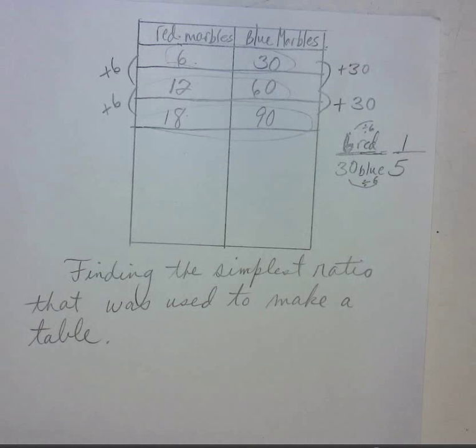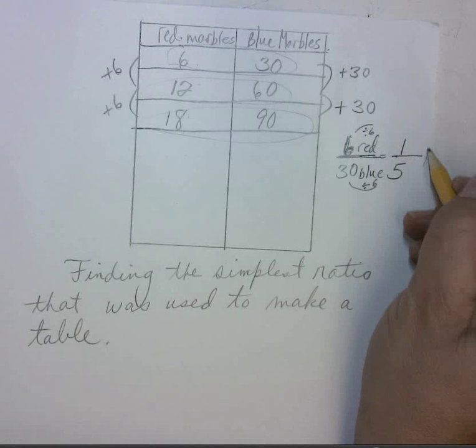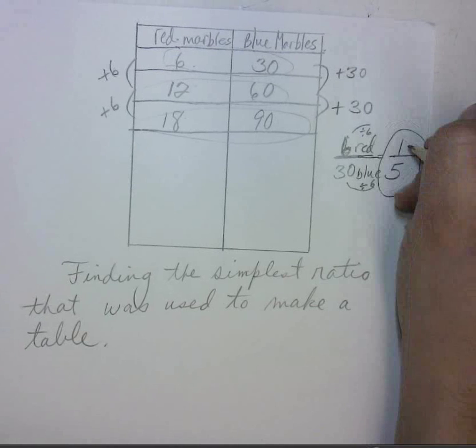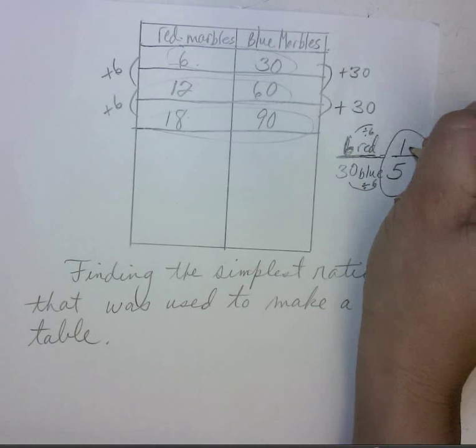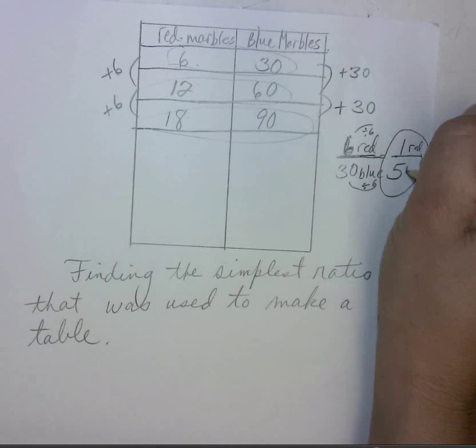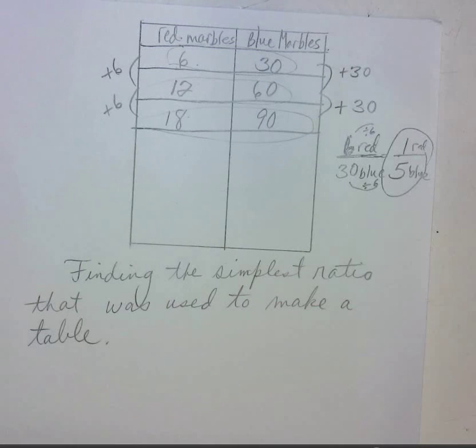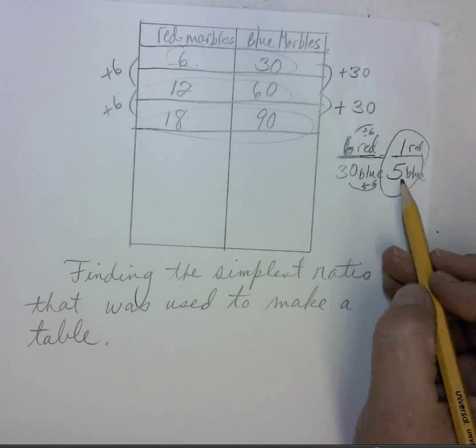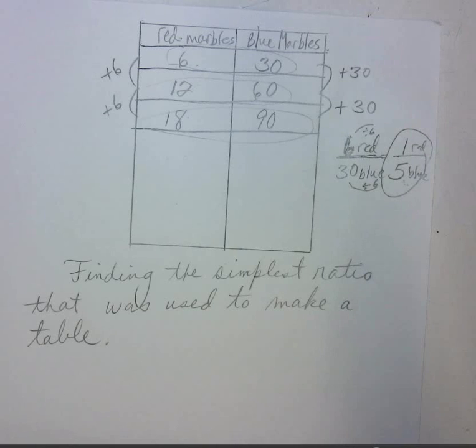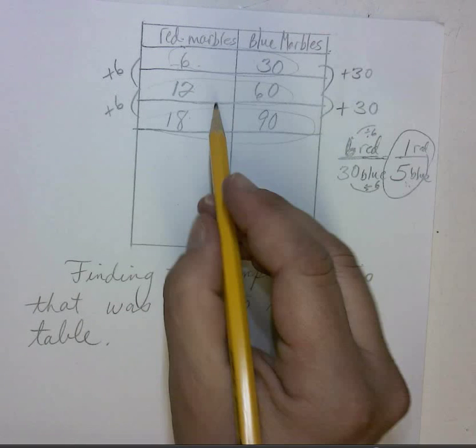So this is the value of the ratio written as a fraction. This is red, and this is blue. Whenever you see something that asks you what ratio was used to make this table, it's asking you to do this. Get it to its lowest terms. So the ratio that was used to make this table is actually a 1 to 5 ratio.